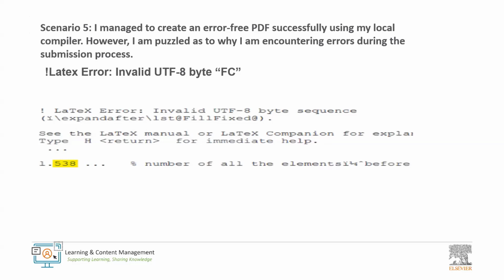It is not uncommon to encounter differences in the compilation process, especially when you are transitioning the files from your local compiler to a submission platform. Here, I could see the error received is an invalid UTF error. This error mainly occurs because of the presence of special characters, which the system could not process due to various reasons. These characters might be present in your text file or bib file.